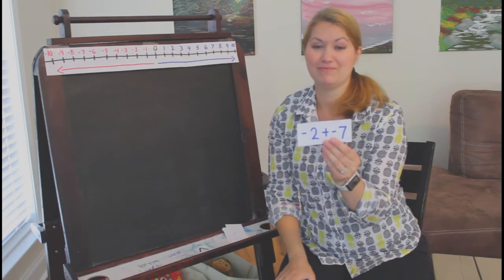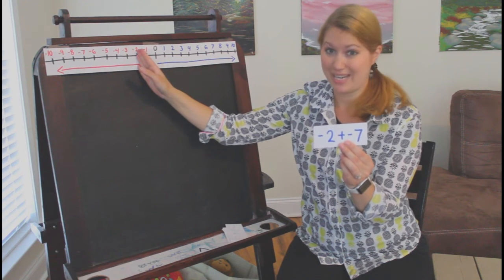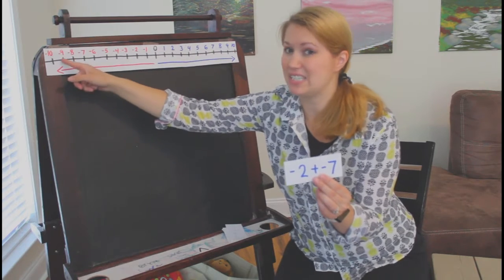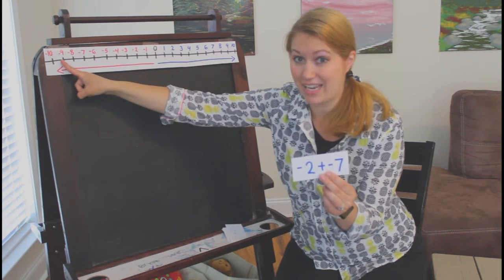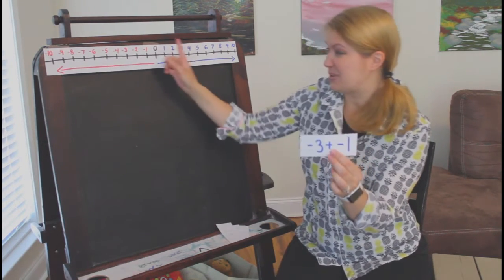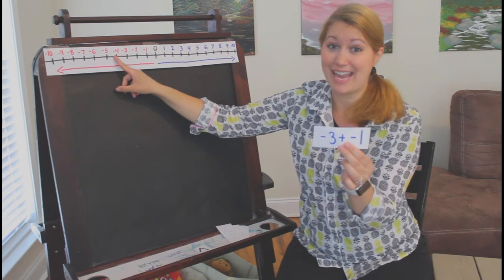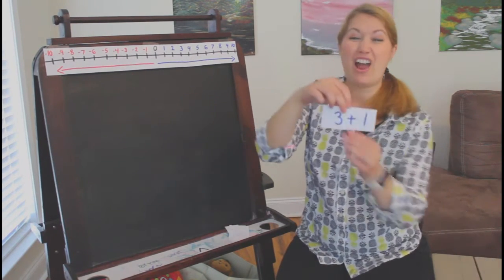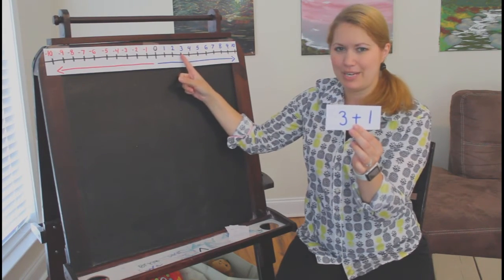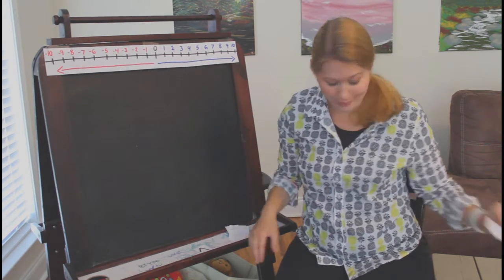What about this one? -2 plus -7. So we're counting backwards. 1, 2, 3, 4, 5, 6, 7 spaces. We get -9. -3, so start at -3, count back 1 more space, we get -4. All right, what about this one? We start at +3 plus 1, you just get regular 4, +4.